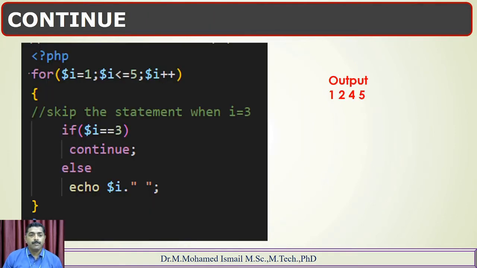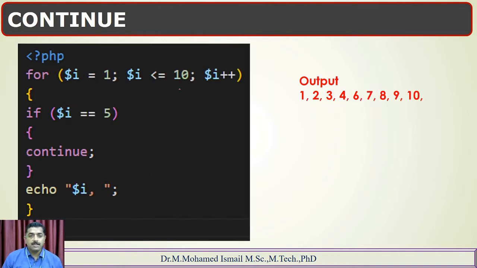Example program: here I am using a for loop, i equal to 1 to 5, and I am printing the i values, but before that I am checking a condition. If i is equal to 3, I am using the continue statement. One by one it prints 1, 2. Once i becomes 3, it skips the current iteration and continues with the next iteration. So that's the output: 1, 2, the third value it skips, and 4 and 5 it prints.